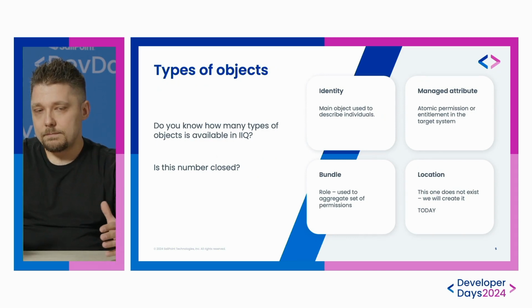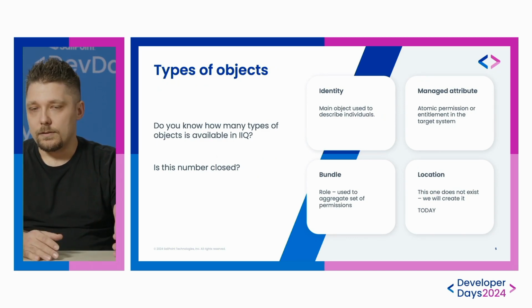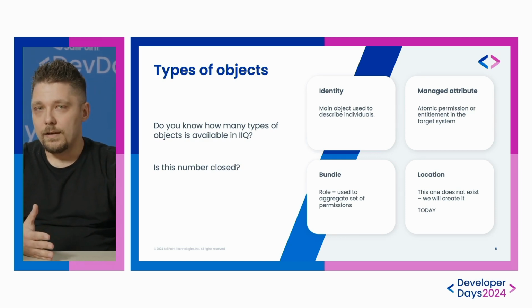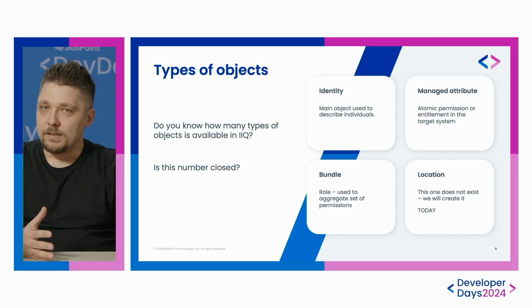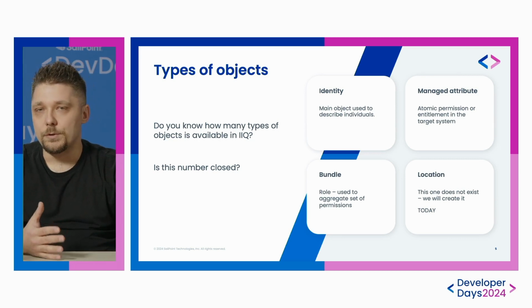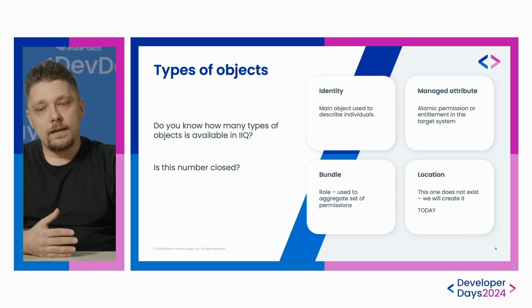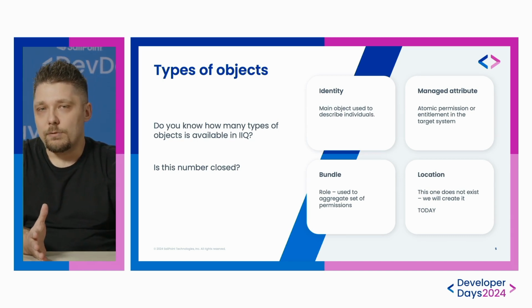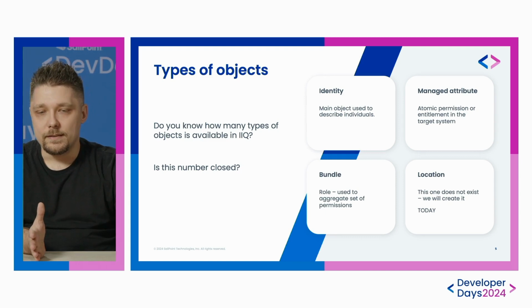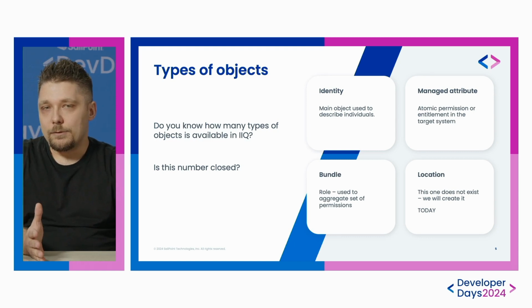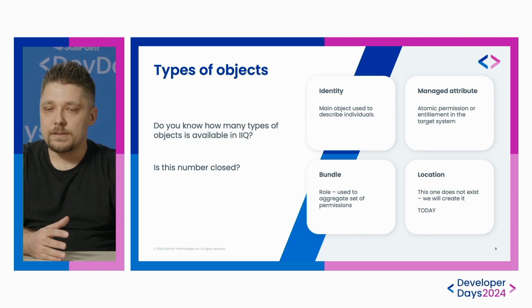So let's spend a few seconds on the standard ones, right? Identity: what does identity really do in IdentityIQ? It's an object that generally describes an individual. It keeps relations about permissions, attributes, sources, and so on. Then we have managed attribute. Simply speaking, that's an entitlement. It describes a group or some permission on the target system. Bundle, of course, everyone knows, is a role, which allows us to aggregate entitlements into more complex and more logical structures.